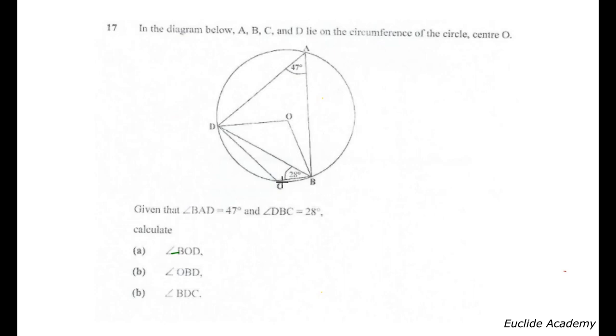And then you're going to say angle BOD, which is the angle at the center, is equal to twice the angle subtended on the circumference, which is angle BAD. Therefore angle BOD is equal to twice BAD, which is 47, and this will give you 94 degrees. So this is our angle BOD. It's because that is twice that angle there.